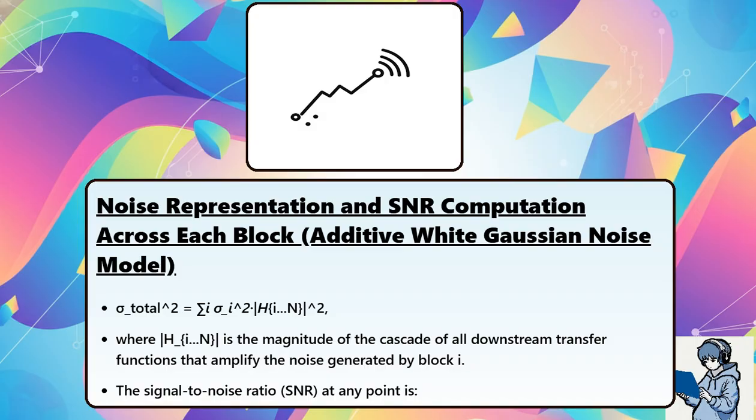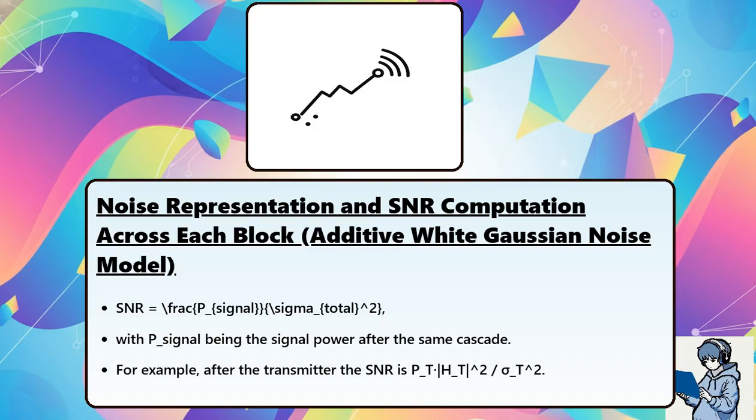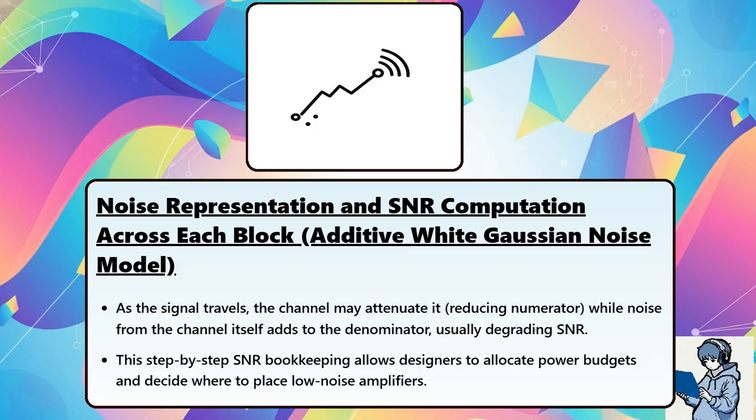The signal-to-noise ratio, SNR, at any point is the signal power divided by sigma total squared, with signal power being the signal power after the same cascade. For example, after the transmitter, the SNR is P_t times the magnitude of H_t squared divided by sigma_t squared. As the signal travels, the channel may attenuate it, reducing the numerator, while noise from the channel itself adds to the denominator, usually degrading SNR. This step-by-step SNR bookkeeping allows designers to allocate power budgets and decide where to place low-noise amplifiers.